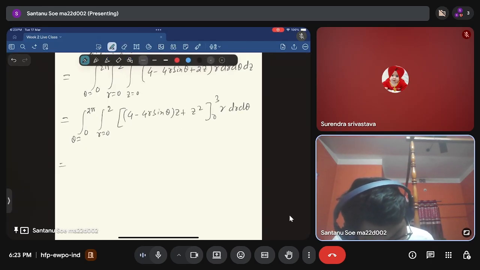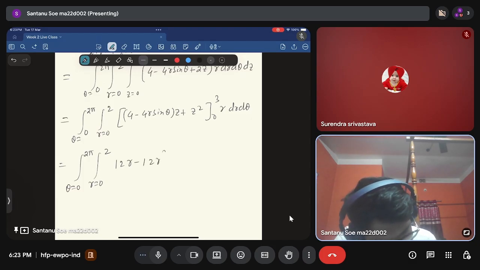So this is going to be theta equals 0 to 2 pi, r equals 0 to 2. So this will be 12 r minus 12 r square sine theta plus 9, dr d theta.